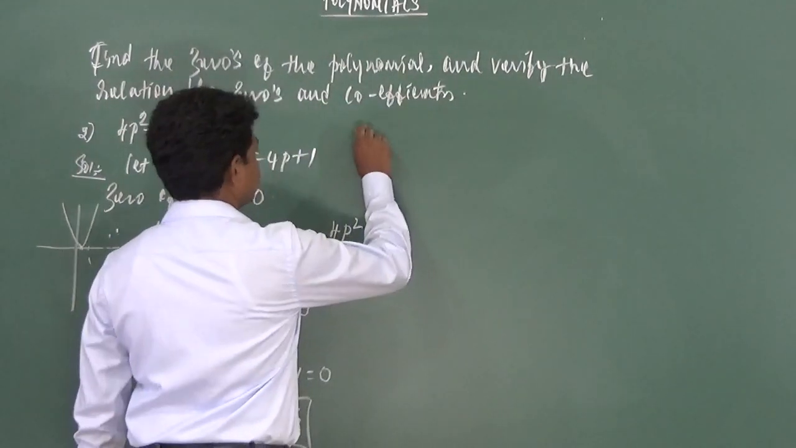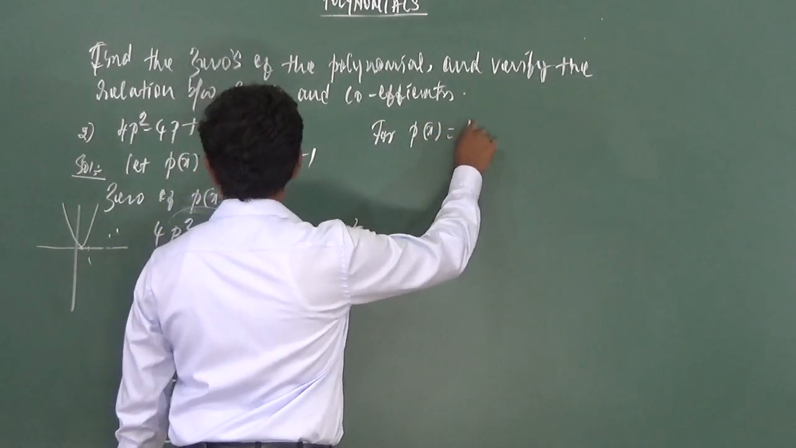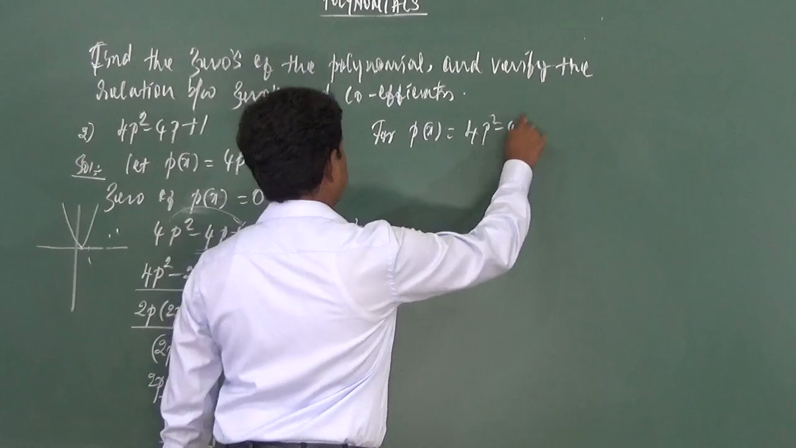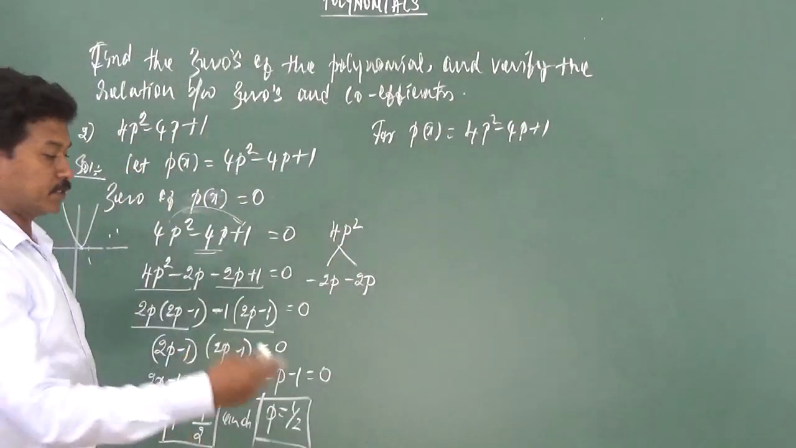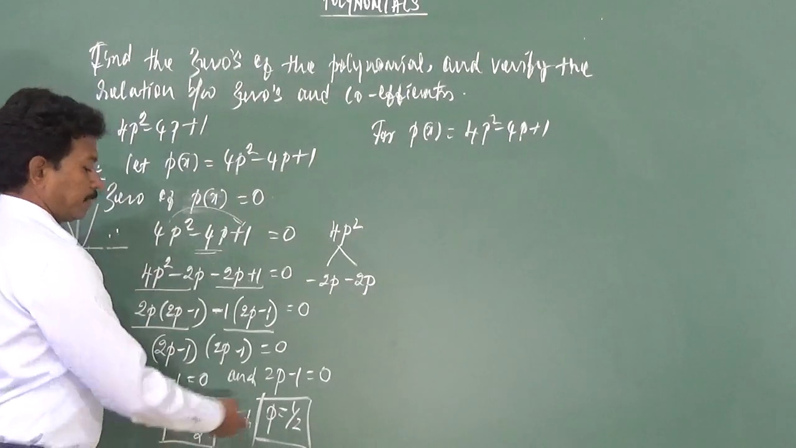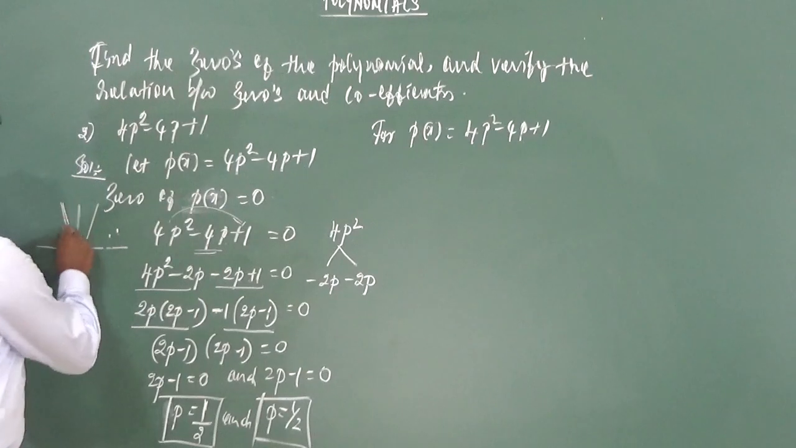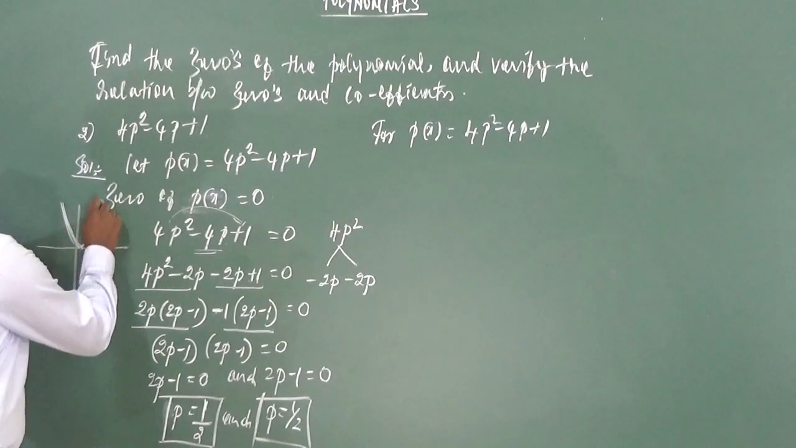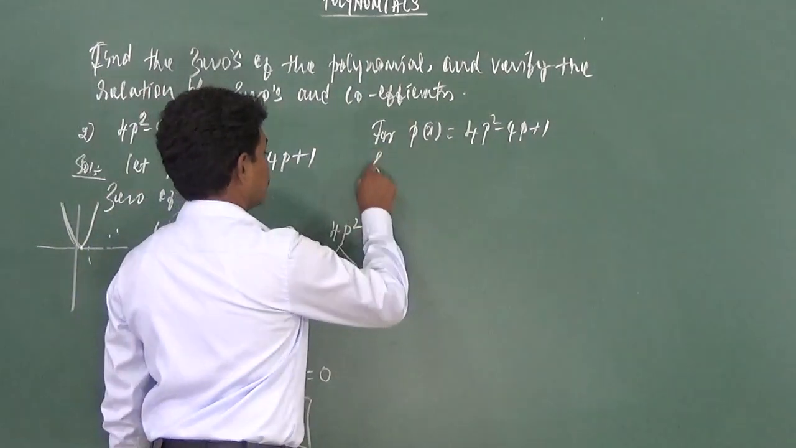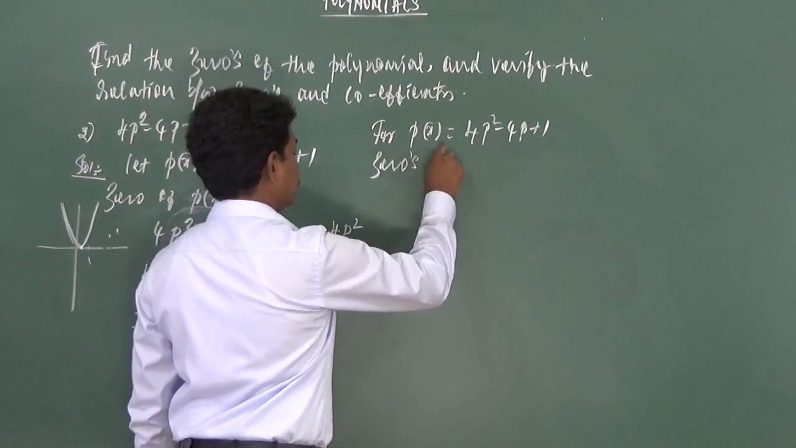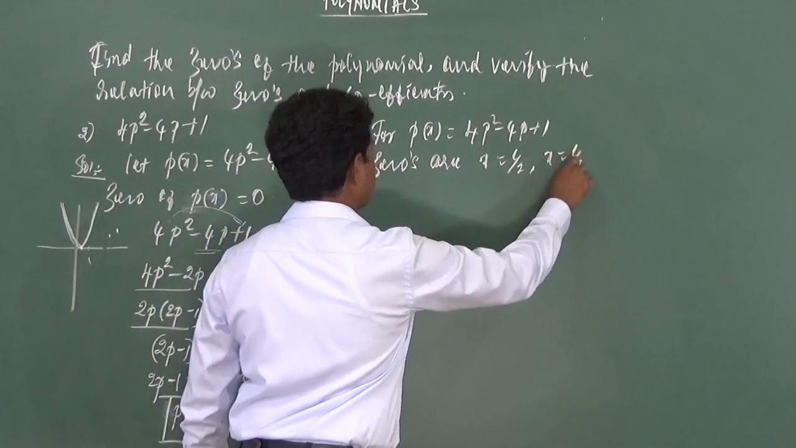So therefore, p of x is equal to 4x square minus 4x plus 1, it's a perfect square. As the given polynomial is already a perfect square, therefore we get equal zeros. And equal zeros, when they are represented geometrically, touch the x-axis at one and only one point. So zeros are x is equal to 1 by 2, x is equal to 1 by 2.